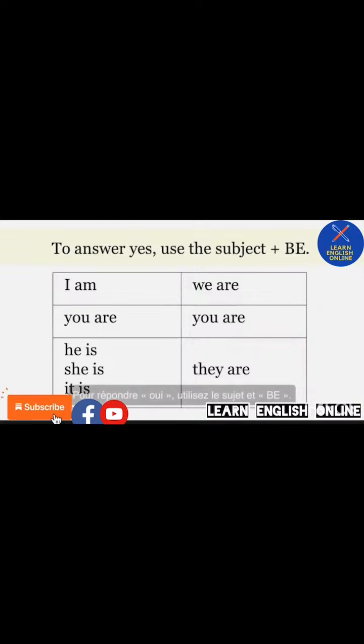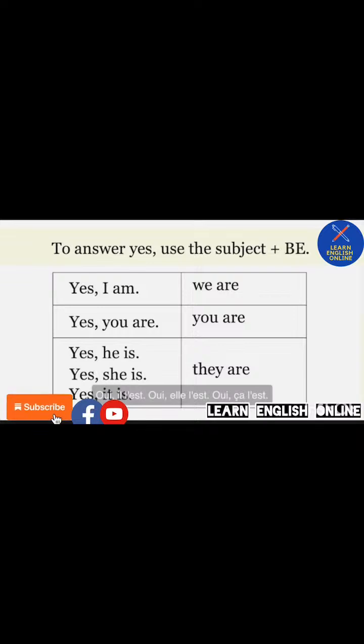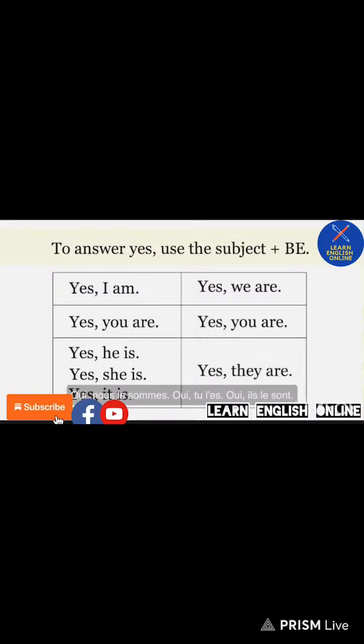To answer yes, use the subject and be. Here is our be chart again. To form the short answer, just put yes and a comma in front of the subject and the be verb. Yes, I am. Yes, you are. Yes, he is. Yes, she is. Yes, it is. Yes, we are. Yes, you are. And yes, they are. These are the short answers when you want to answer yes.